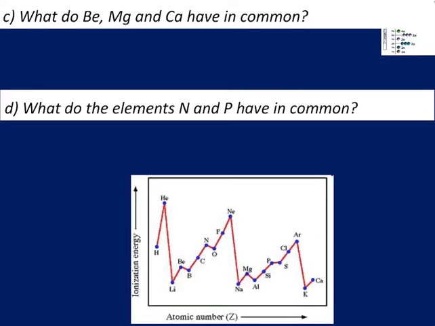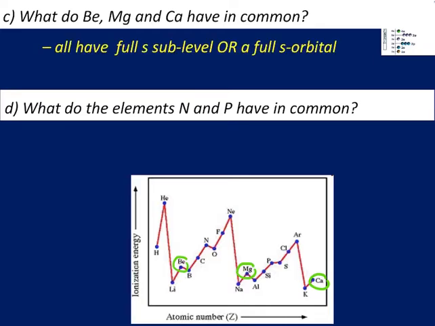If we look at question C, what do beryllium, magnesium, and calcium have in common? Well, these guys have all a full s sublevel or a full s orbital. I quite like describing things in terms of orbitals, and the language you use is very important for the SEC, so pick one or the other and go with that.